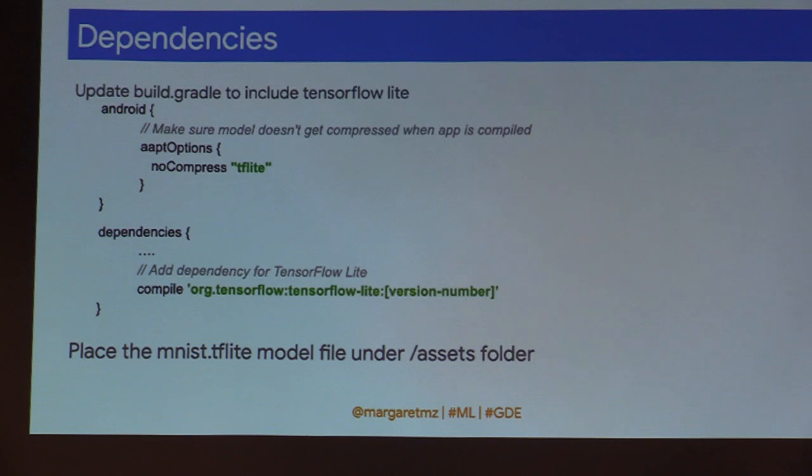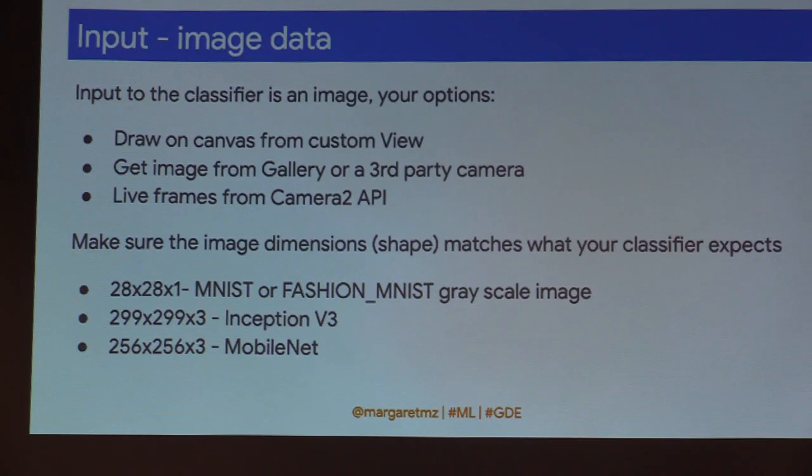First one is the dependency. We put the model in the assets folder manually, a manual step. And then the second step is the input image. I'm talking about the computer vision models here. Input image can come from your camera, live frames. It can come from your gallery, where a picture has already been taken. Or you can rely on a third-party camera to snap a picture, or it could be a picture embedded inside of your application.